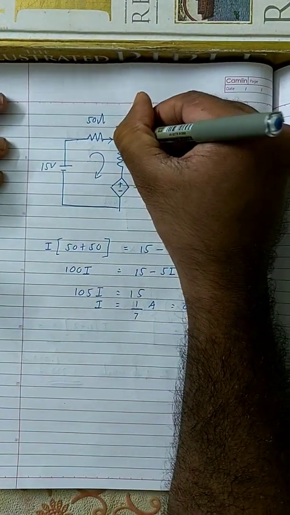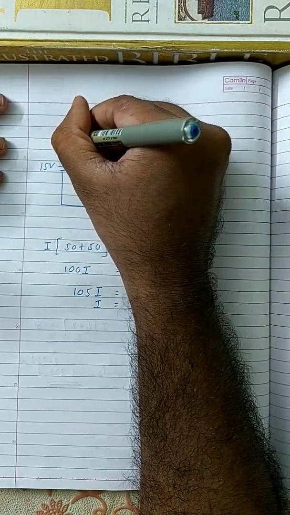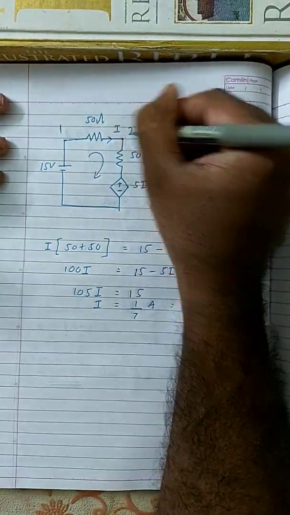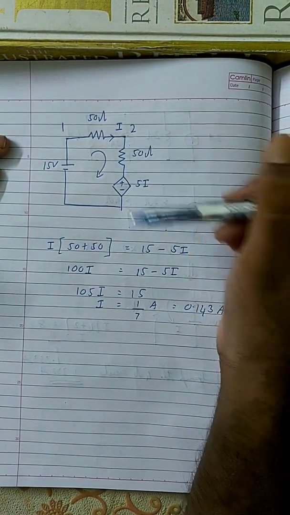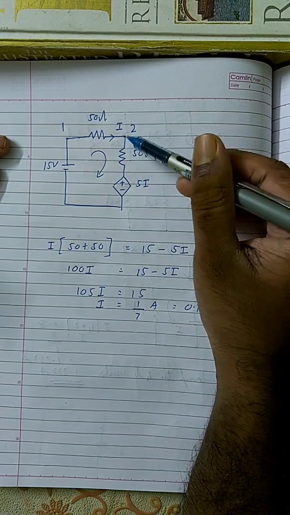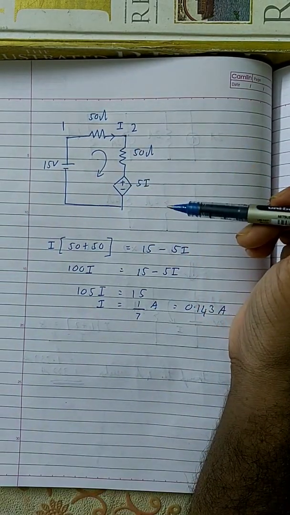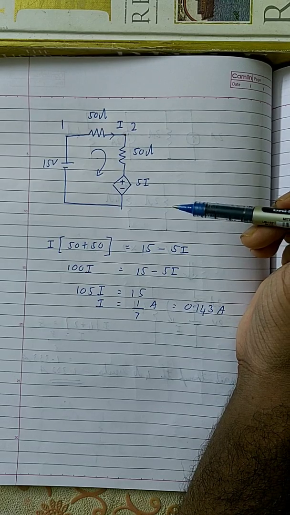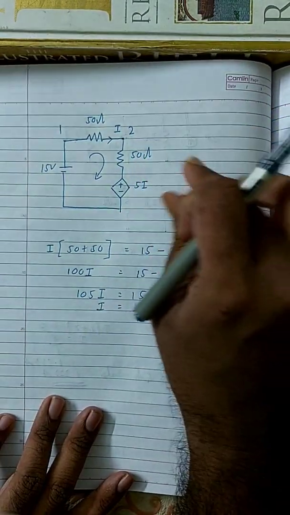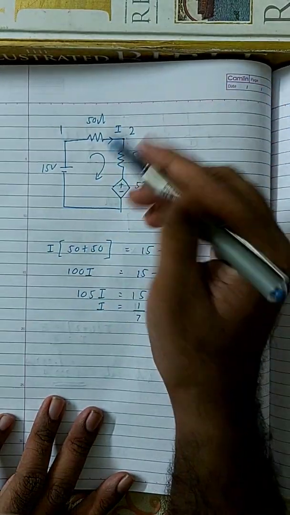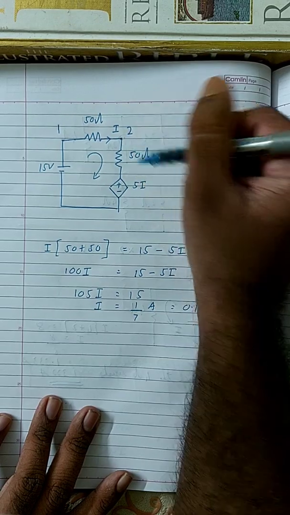But the question is to find the voltage at node 2. This is node 2, this is node 1, and this is node 2. So the question was to find the voltage across node 2. What is the voltage across node 2? It is the voltage across the 50 ohm and the voltage source. Or in other words, let this node be V2. Let the voltage at node 2 be V2.